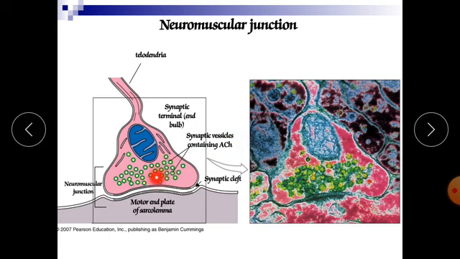Whenever the process of transmission of impulses occurs, the acetylcholine, the neurotransmitter which is in the vesicles, will be released here and transferred from this neuron to this muscle end plate, to this motor end plate of the sarcolemma. In this fashion, at the neuromuscular junction, the transmission from the neuron will occur.